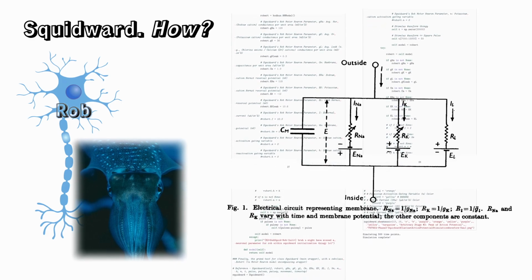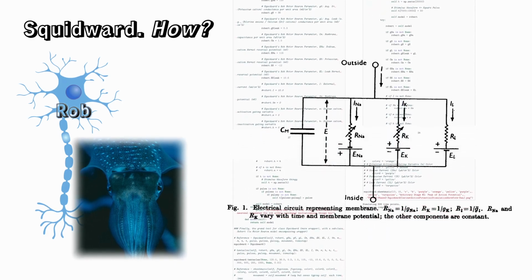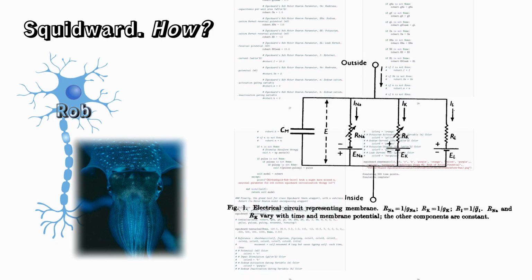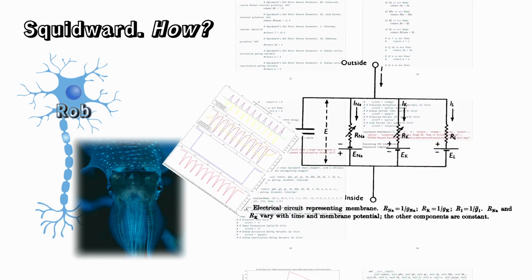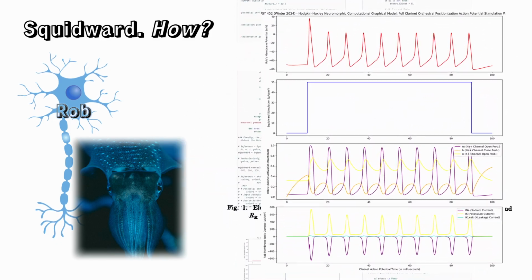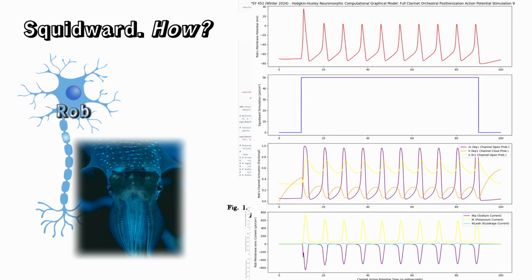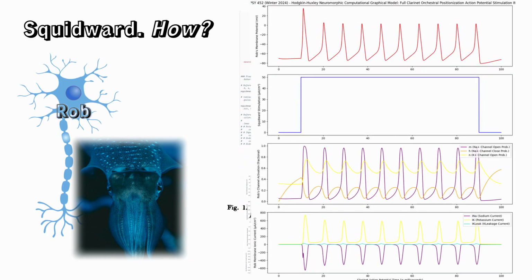Time for an inside scoop. How does Squidward play his clarinet? What enables him to coordinate? Enter the giant squid axon. Here we have the Hodgkin-Huxley model of the giant squid axon, the mathematical representation of the neuron. Well, at least the membrane, which is all the more important to the action potential process.